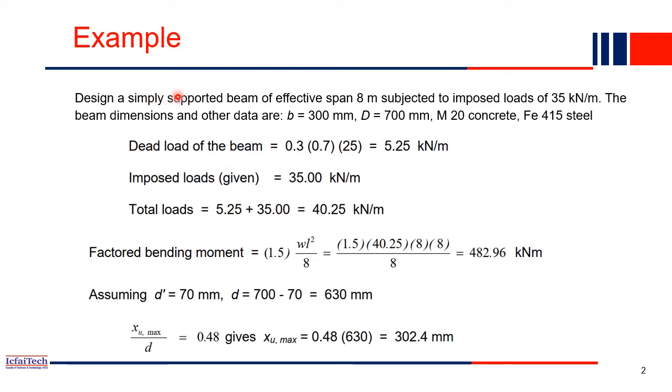We have to design a simply supported beam. So what do we mean by design? Design means we have to find out how much reinforcement is required. Anyway, B and D, both values are given to us, right? So if I draw, the section is already given to us.